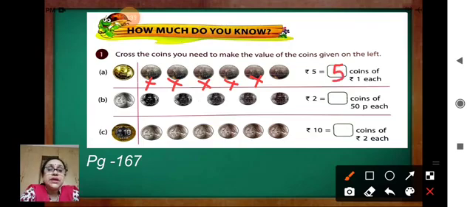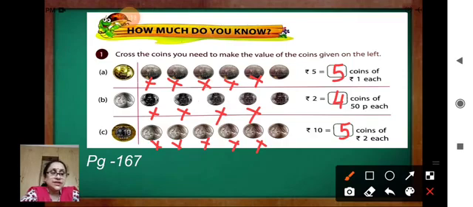Now question B, you can see rupees 2. Okay, coin of rupees 2. Now how many 50 paise you need? 1, 2, 3, 4. So rupees 2 equal to 4 coins of 50 paise each. Question C, rupees 10. 1, 2, 3, 4, 5. Rupees 10 equal to 5 coins of rupees 2 each. Okay, children? Finished? All have done?